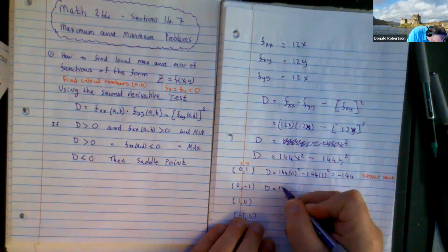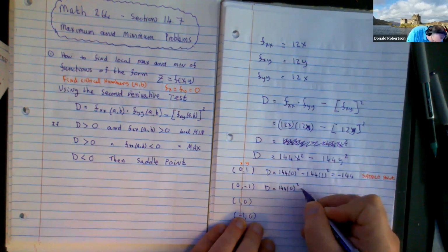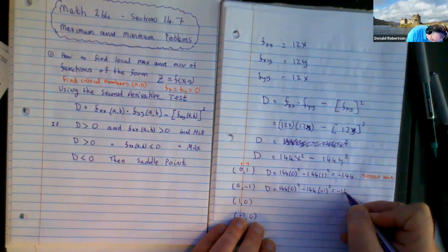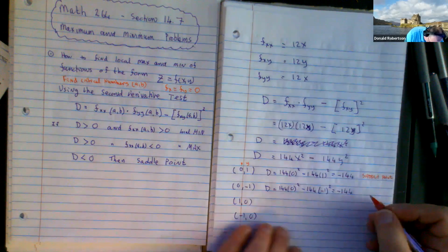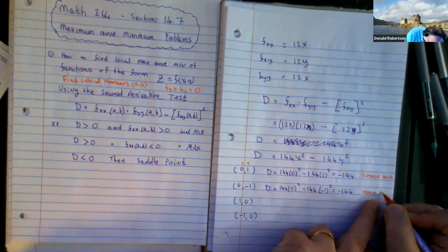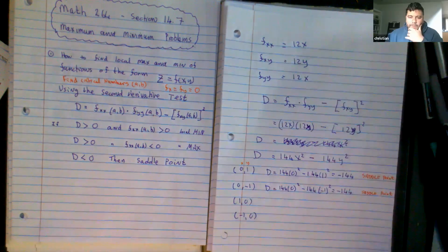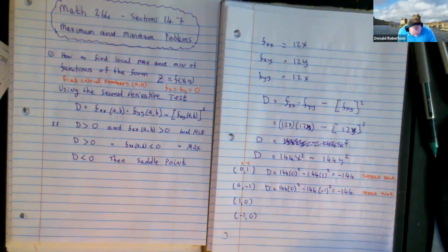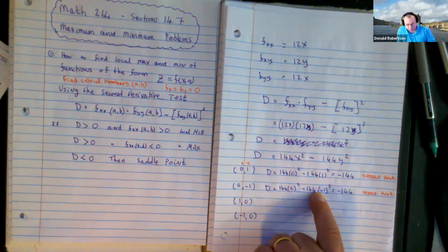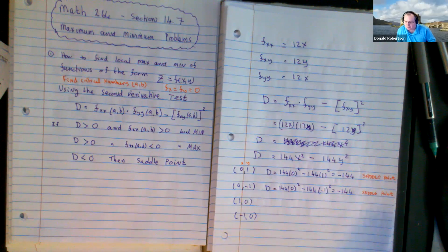D is going to be 144 times nothing squared, take away 144 times negative 1 squared. That is also a negative number, and that is also a saddle point. Shouldn't that be a positive number? Well, negative 1 squared is 1, and then negative times that. But it's worth checking with me, because I'd rather people check and then I'm right than let something slide, and nothing works out the way it should because of that. So it looks like we've got 2 saddle points. That's great, because that's what the answer says there is.